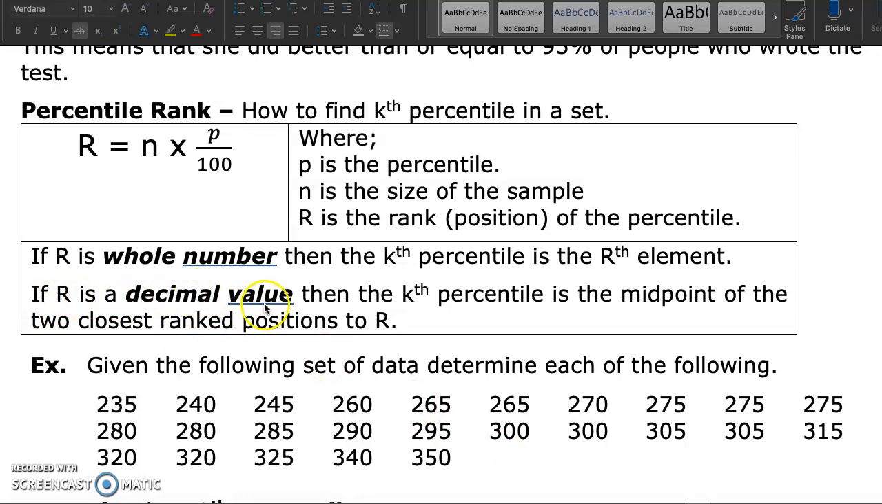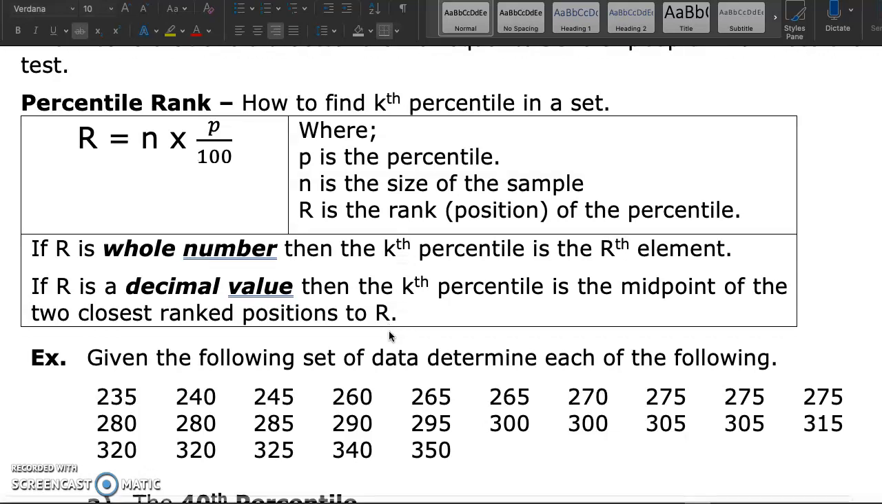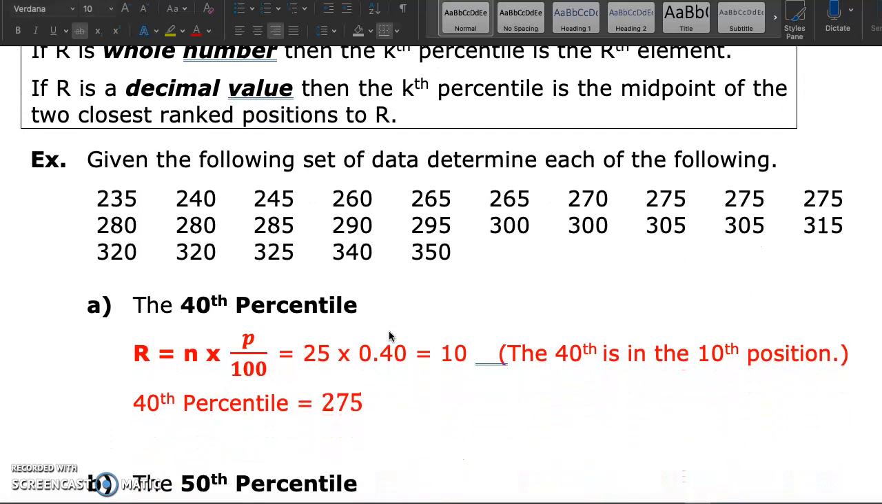If it is a decimal value, then the kth percentile is the midpoint of the two closest rank positions for R. There are different definitions for the same concept, percentile, that you will see in various texts. This is the rule of thumb that I would like for you to use. It can differ from one course to the next, but let's try to use it in this example.